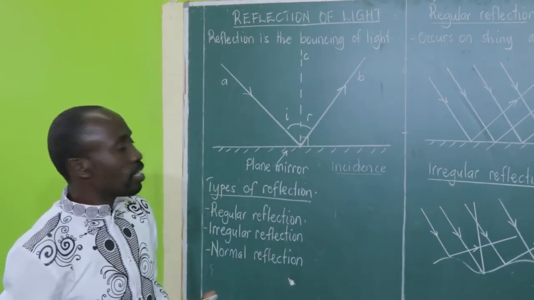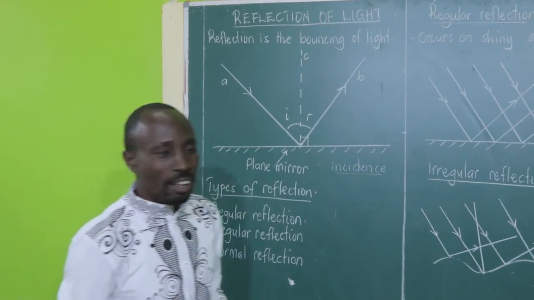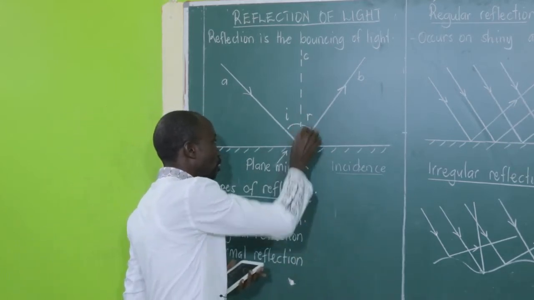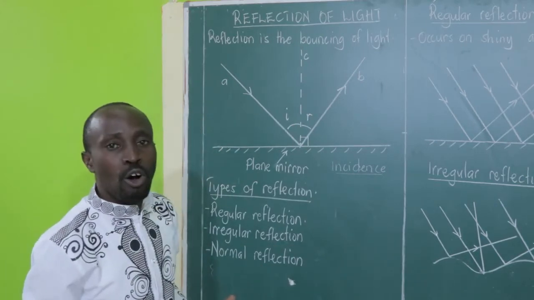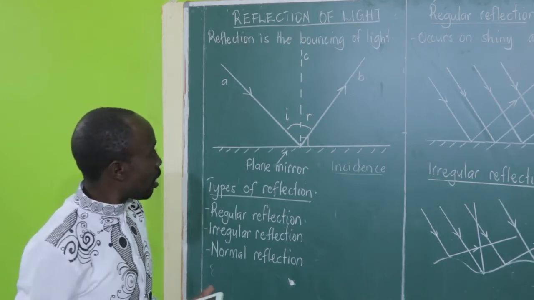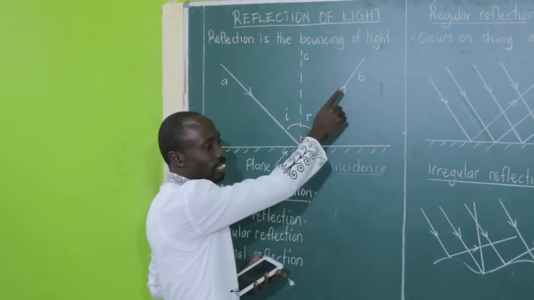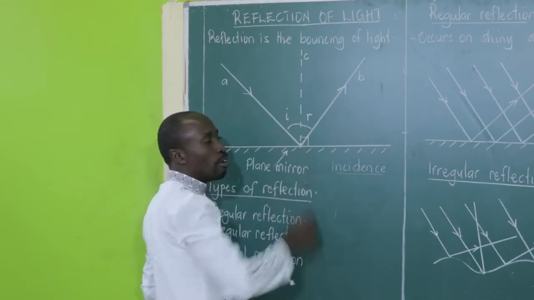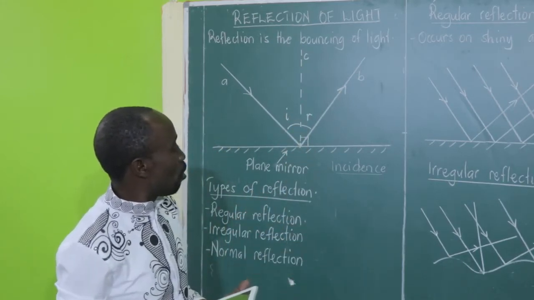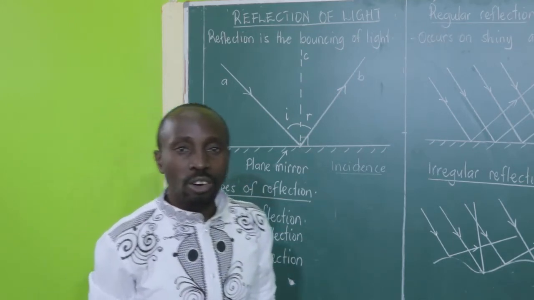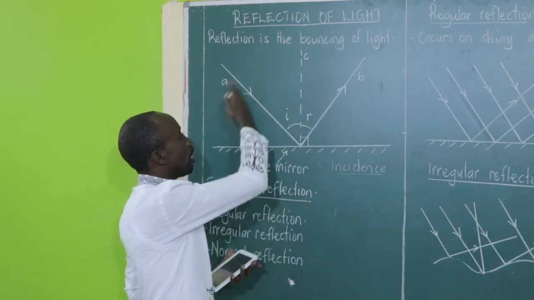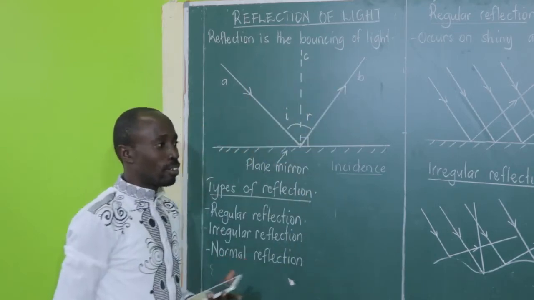So the angle of incidence is denoted with that letter, small i. Then you have small r, which is the angle of reflection. Now what's the angle of reflection? That is the angle between the reflected ray and the normal ray. So between the normal ray and the reflected ray, we have an angle. That is what we call the angle of reflection. Okay? So basically, or majorly, those are the 5 things we need to know about this.